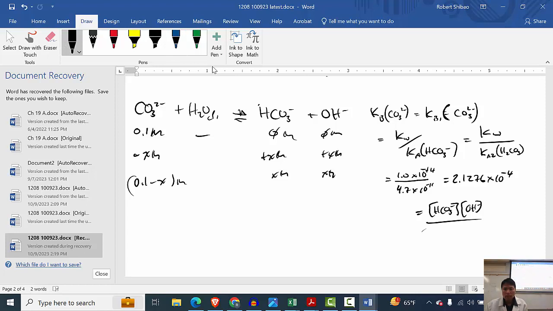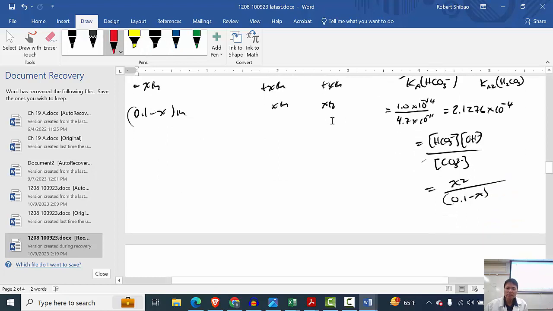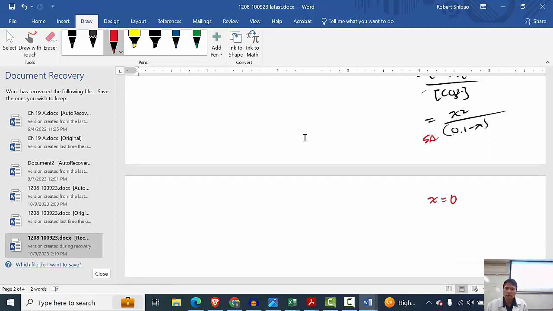So you use the simplifying assumption. So you got x squared over 0.1 minus x, and then you did the SA. And then what did you get for x? 0.004612. And what did you get for your percent change? 4.6.